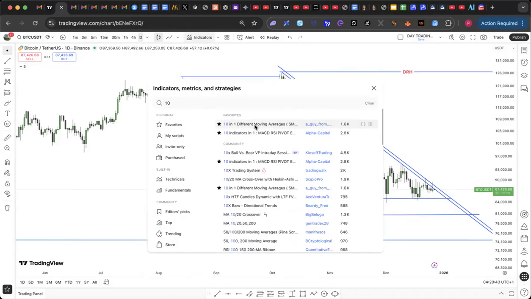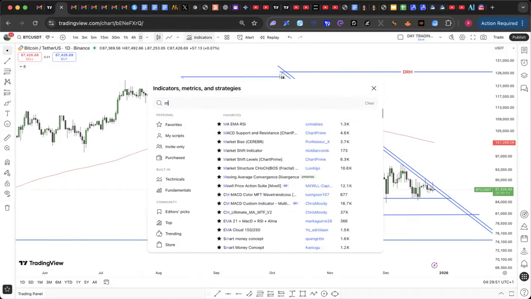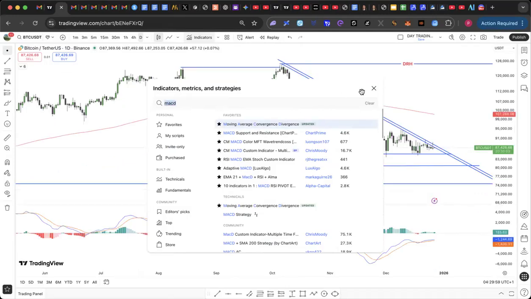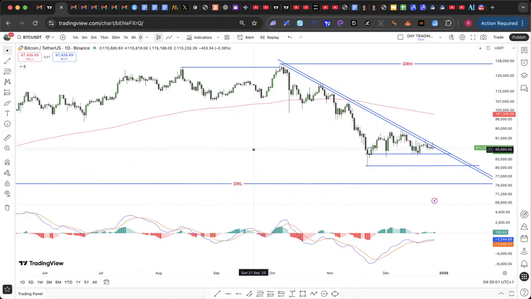different moving averages, which is this one. So I add it up. The next I'm going to add is MACD. It will show you moving average convergence divergence. Okay, I'm seeing it updated. So these two are the major two instrument indicators you're going to add.